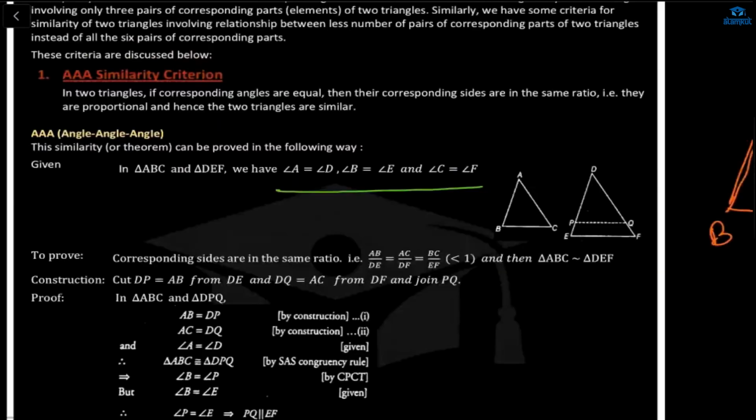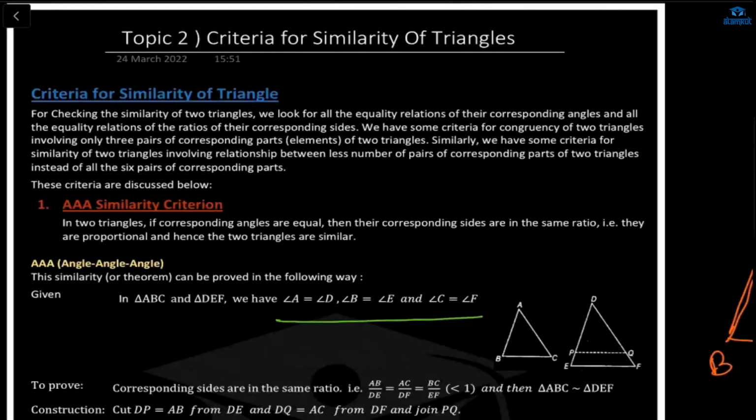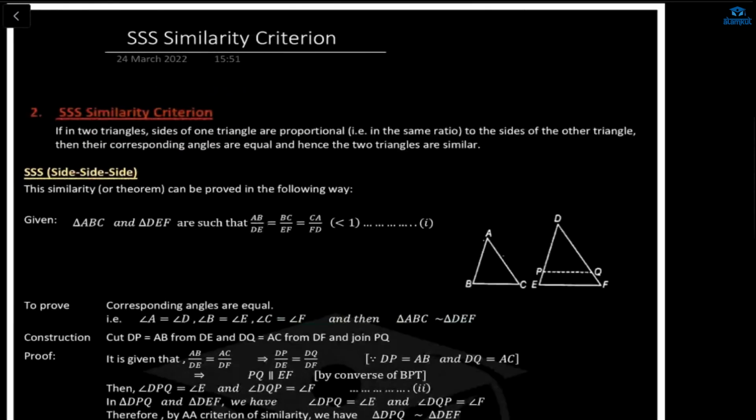Now this was the AAA criteria, the angle criteria. Now let's see the side criteria. In the side criteria, it is given that if in two triangles the sides of one triangle are proportional to the sides of another triangle, then their corresponding angles are equal and hence the two triangles are similar. It is just the converse of AAA. Here your sides are proportional.